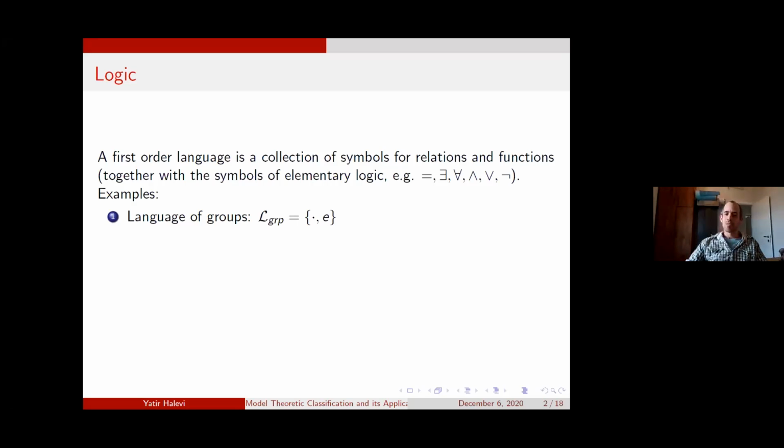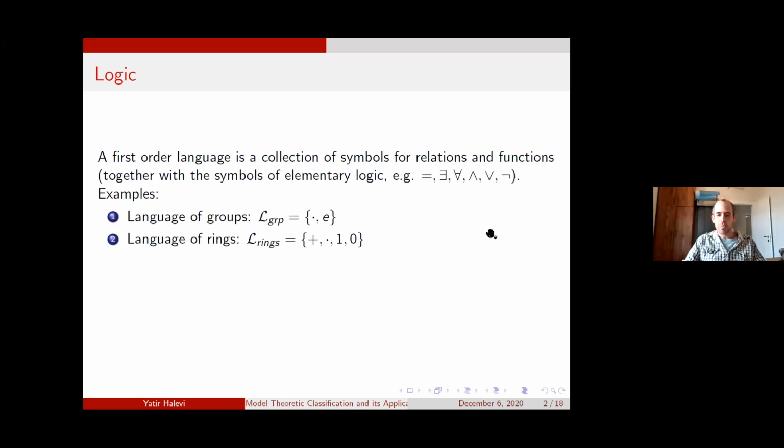Language of groups: we have one two-ary function symbol, which is the multiplication, and one zero-ary function symbol. A zero-ary function symbol is just a constant. I'm not giving any interpretations right now for the symbols, just examples of languages and examples of symbols you can get. Language of rings: we have two two-ary function symbols, addition and multiplication, and two constants, 1 and 0.